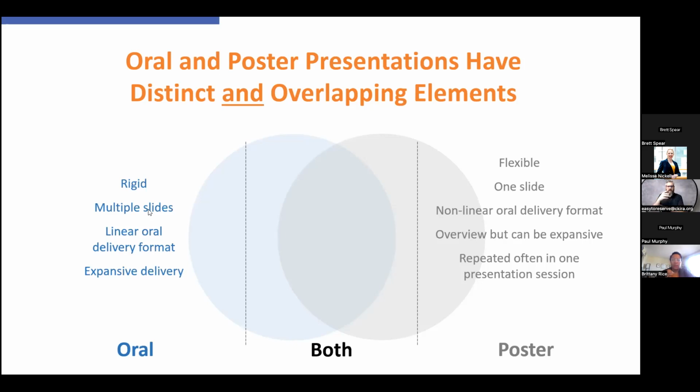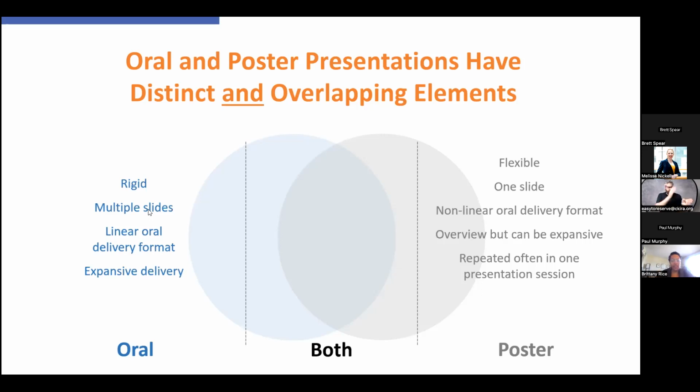Oral presentations are going to be really, really rigid as they entail multiple slides that progress in a linear format, meaning you have your background information that is shared, then it's followed by your explanation of your results and your methods, and then it's going to be concluded with the discussion.